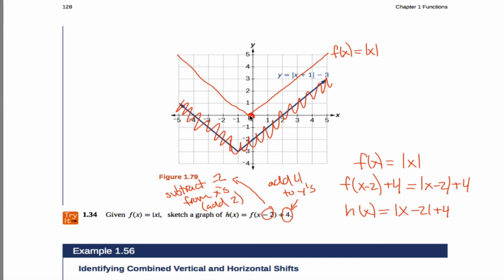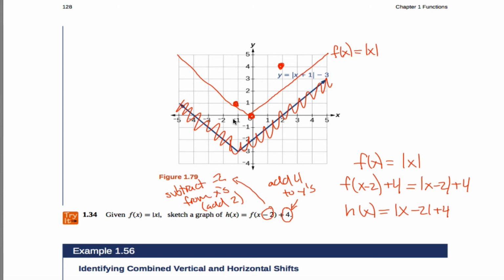Here's a point at 0, 0. If I add 4 to that y coordinate, well, the y coordinate was 0. That moves it up here. And if I subtract 2 from the x coordinate, the x coordinate was also 0. 0 minus -2 is +2. That brings me right here. This point goes to here. And really, that might be enough for you to graph the thing right now, because I don't change the shape at all. But just in case it's not, let's pick a couple more points.